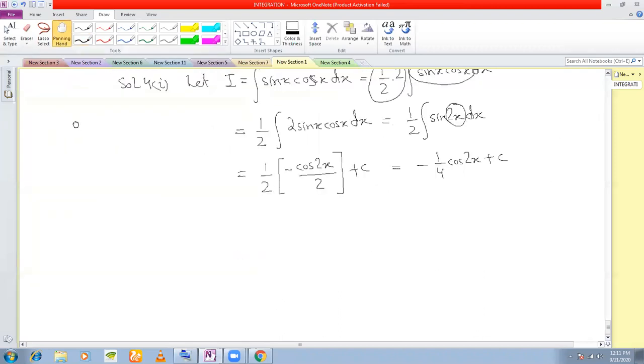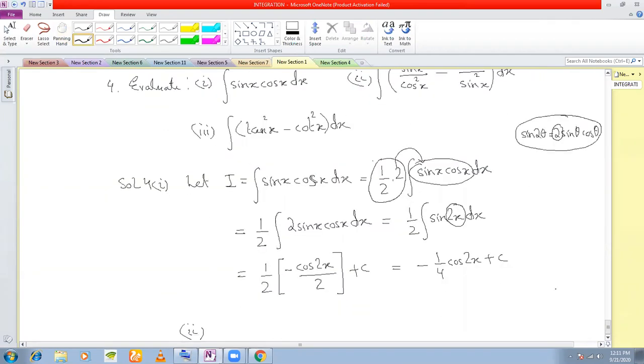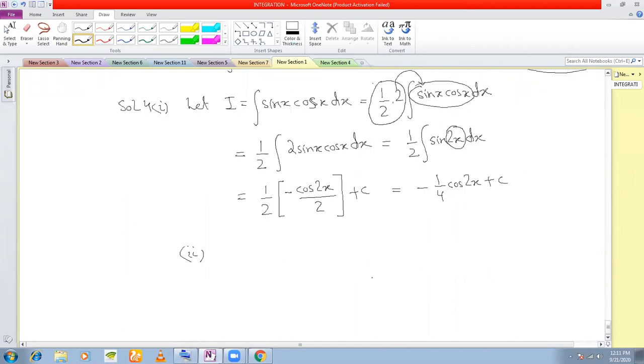Yes, sir. We do the next one, number 2. The next one that I gave you here was integral, so we assume let I is equal to integral of sine x by cos square x minus cos x by sine square x dx.